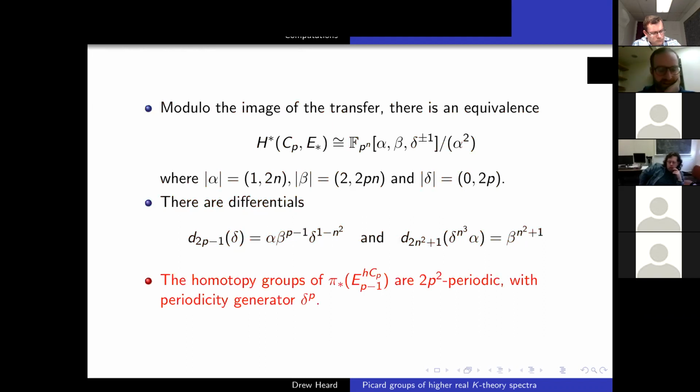So in fact, it's determined entirely by these two differentials here, and I'll show the picture in a moment, but you can see that this periodicity operator delta dies, but delta to the p survives this spectral sequence, and the homotopy groups then become 2p squared periodic. So this sets a lower bound on the Picard group. All the 2p squared powers of the unit must be invertible elements, so it must have order at least 2p squared.